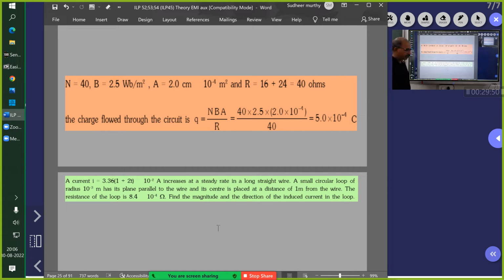So make a drawing of this, then I think you should be able to solve. A long straight conductor is there and the circular loop is there. The radius is given and its plane is parallel to the wire. Right? That's it.